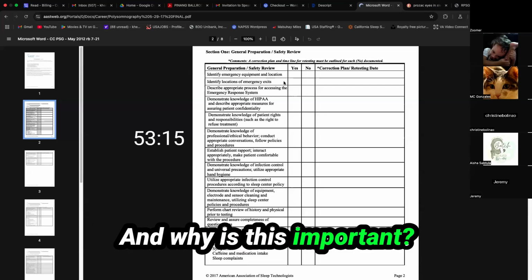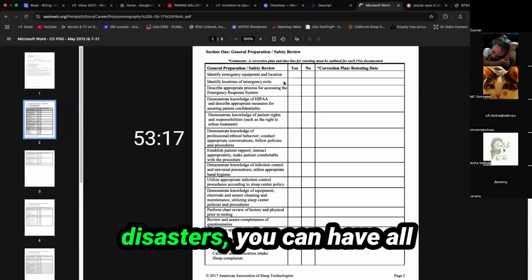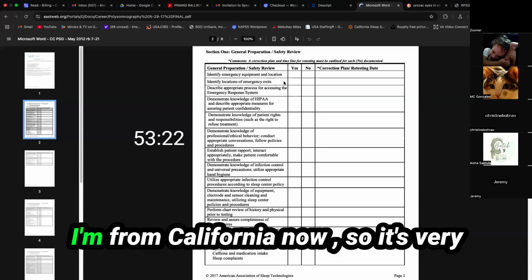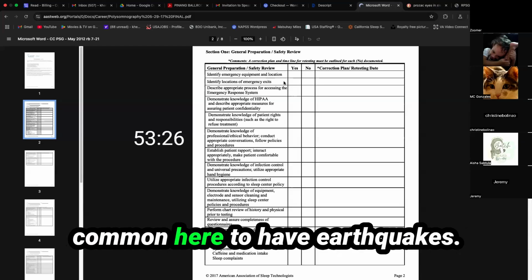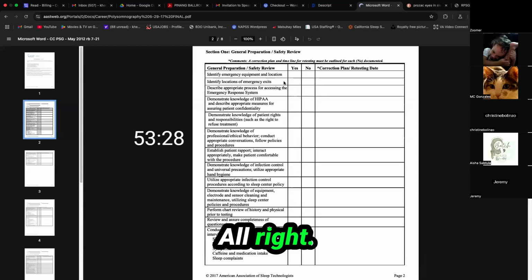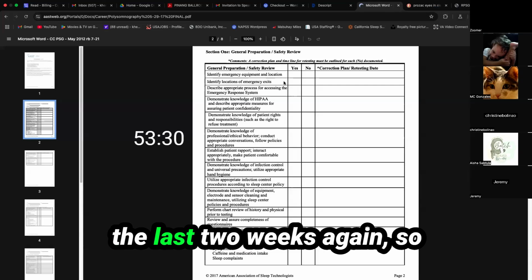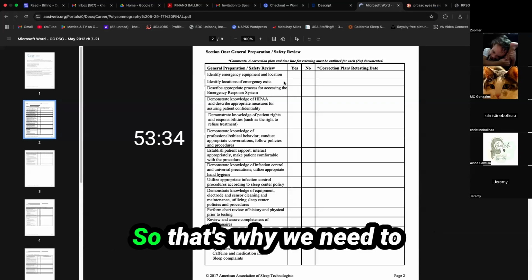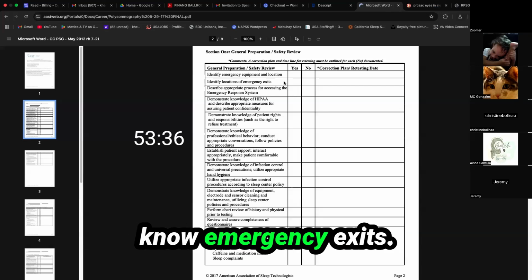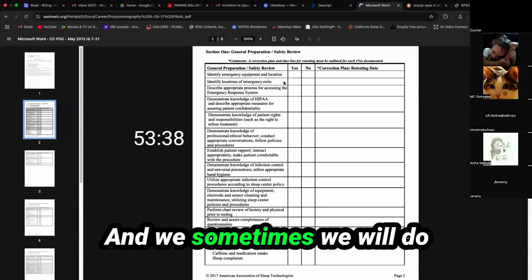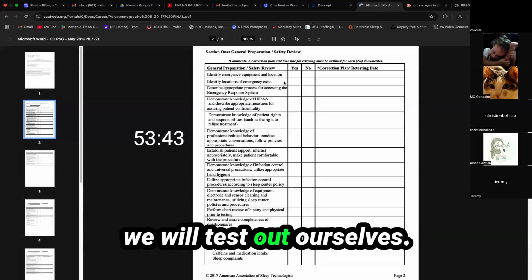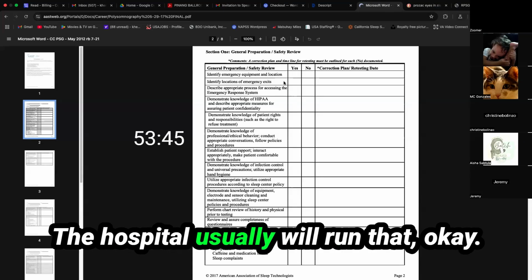Now, identify the location of emergency exits. And why is this important? Because we can have natural disasters. It happened to us. I'm from California now, so it's very common here to have earthquakes. It just happened to me within the last 2 weeks again. So that's why we need to know emergency exits, and sometimes we will do it on a regular basis where we test ourselves. The hospital usually will run that.